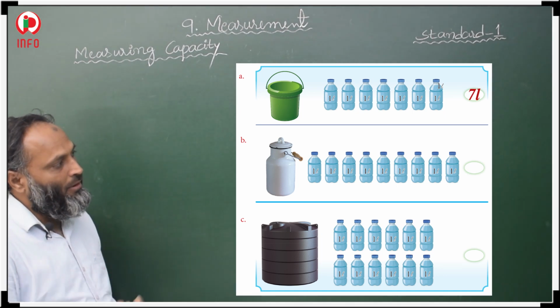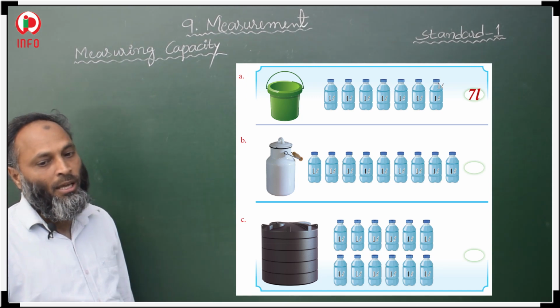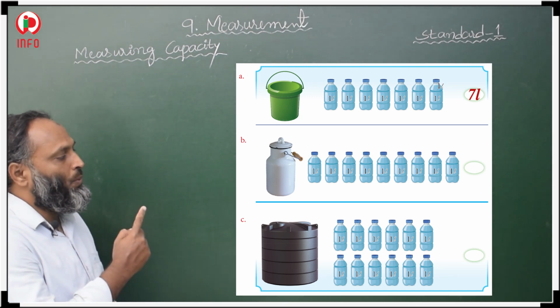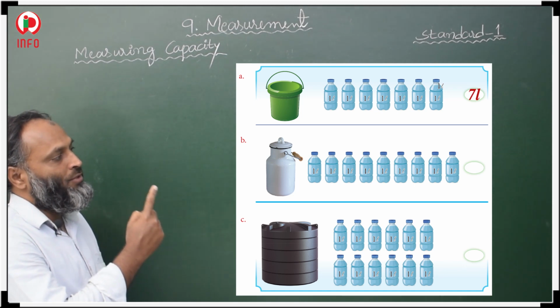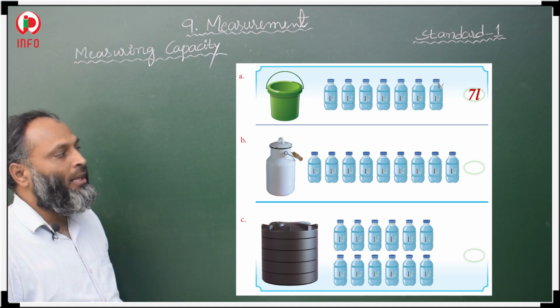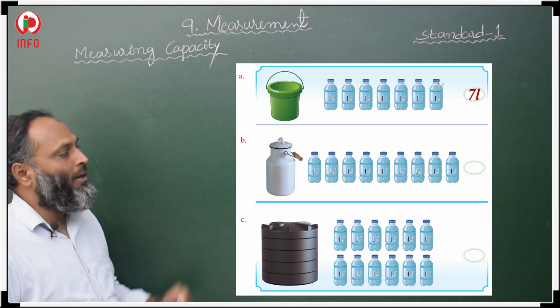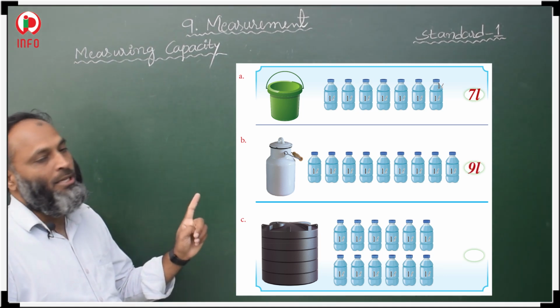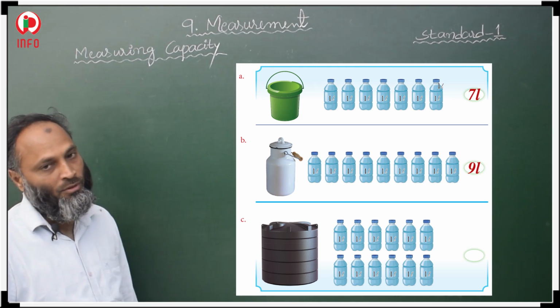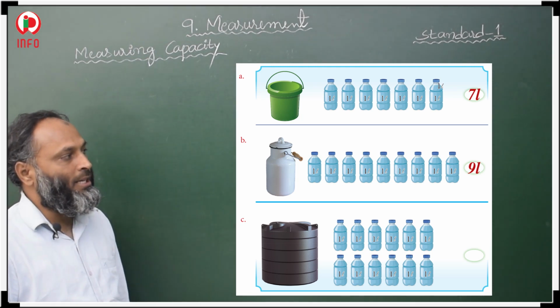So first we have to count how many 1 liter bottles are there. Once you count them: 1, 2, 3, 4, 5, 6, 7, 8, 9. There are 9 one-liter bottles. It means the milk can capacity is equal to 9 liters. In that box we have to write 9 liters.